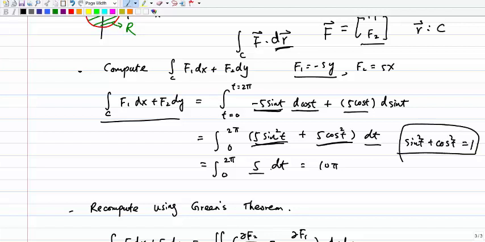So I integrate 5 over t from 0 to 2 pi. That will be 5t from 0 to 2 pi, which is 10 pi minus 0, just 10 pi.